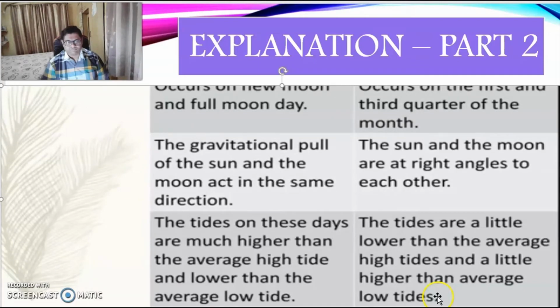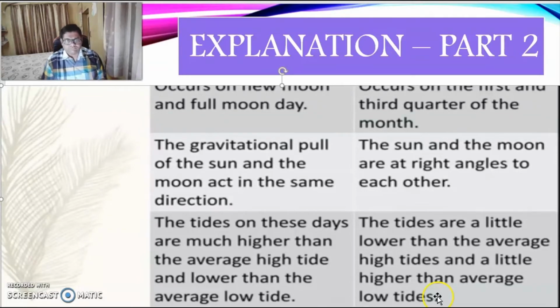That is because the gravitational pull of the sun and the moon act in two different directions during the first and the third quarter. So those are the neap tides. And the gravitational pull of the sun and the moon act in the same direction during the full moon day and the new moon day. That time we have the spring tides.